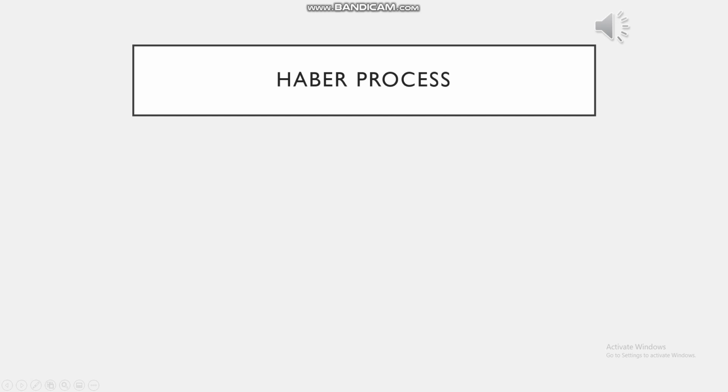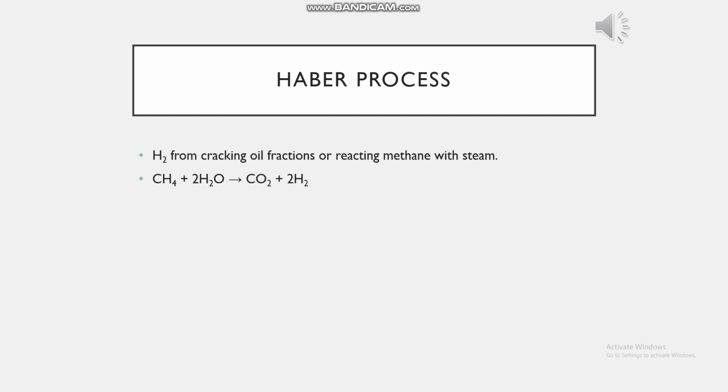The main source of ammonia is the Harbour process. In order to carry out the Harbour process, firstly we need hydrogen. This can be obtained through either cracking of oil fractions or reacting methane with steam. Secondly, we need nitrogen. Alongside oxygen, nitrogen is abundant in air. We can obtain nitrogen from this source by burning it with hydrogen in order to remove the oxygen.